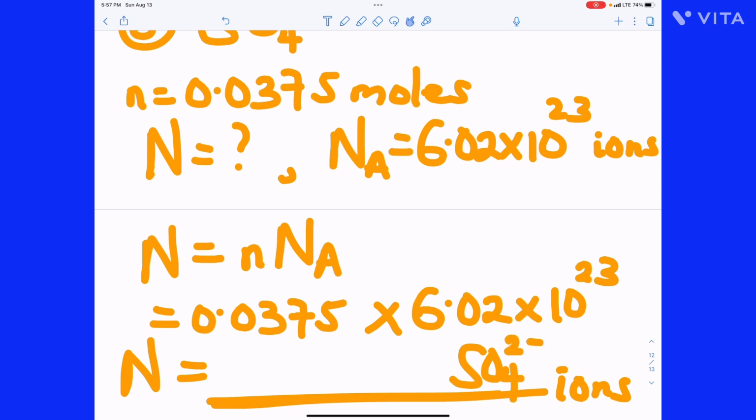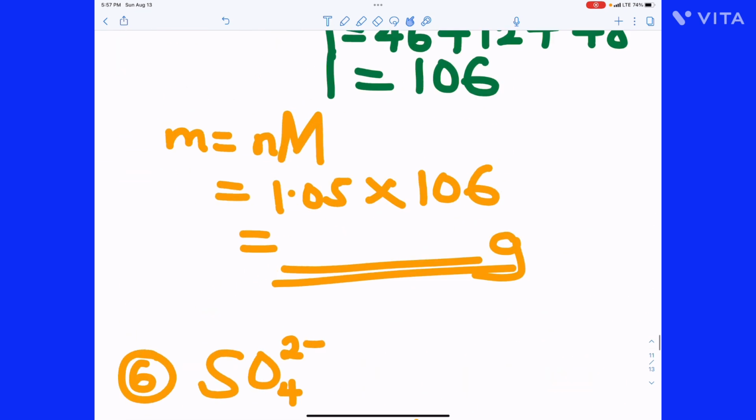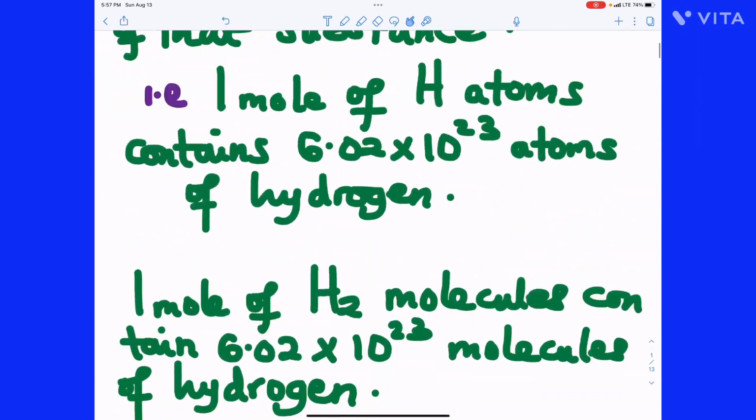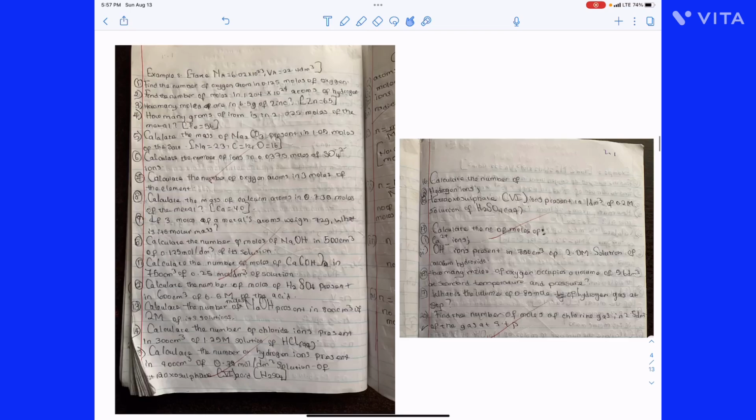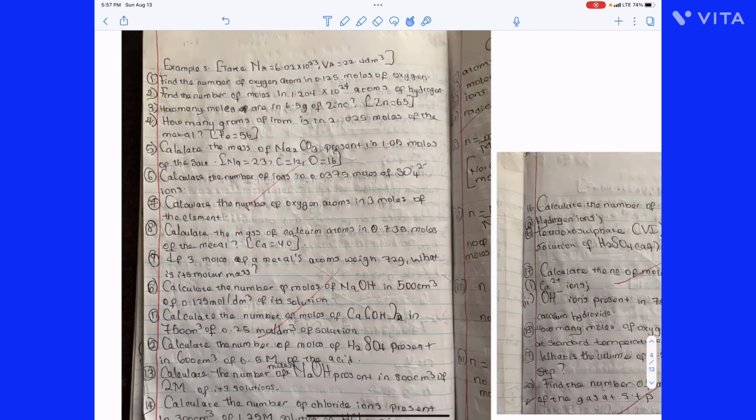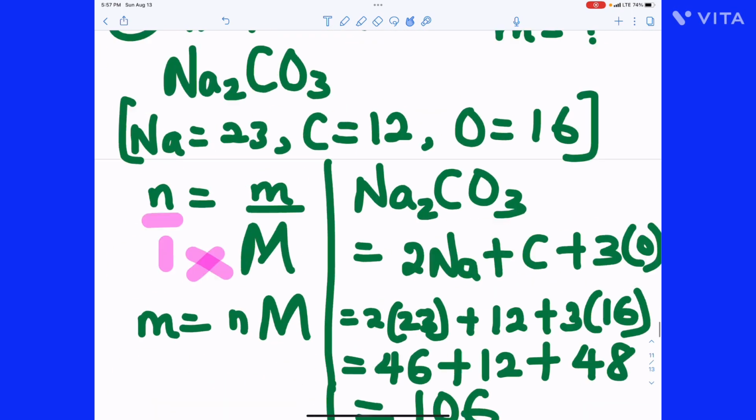You press your calculator to put your answer underneath that. Let's go to question 7. Question 7 says, calculate the number of oxygen atoms in 3 moles of the element. How many oxygen atoms are there?